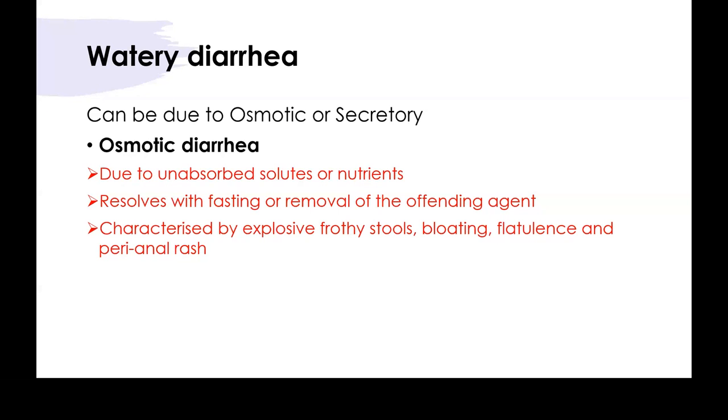The osmotic diarrhea, as I said earlier, is due to unabsorbed solutes or nutrients. The important clue here is that osmotic diarrhea would resolve with fasting, or if you remove the offending agent or the particular sugar which is the culprit, the diarrhea will subside. These osmotic diarrheas are characterized by explosive frothy stools, which can give rise to bloating, flatulence, and perianal rash.